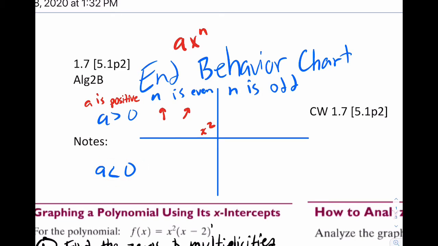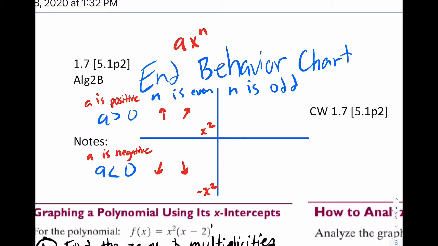This one right here, a is less than 0. That would mean a is negative. So the example would be negative x squared. So just imagine these. If it's negative, you just flip it. So it's down and down.